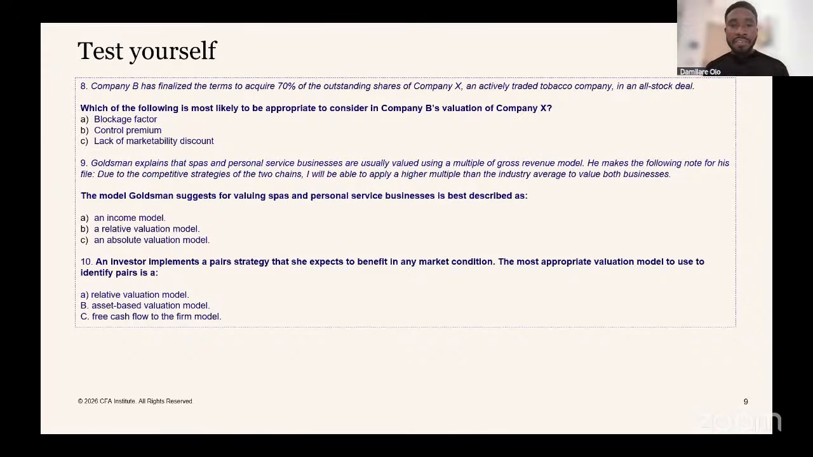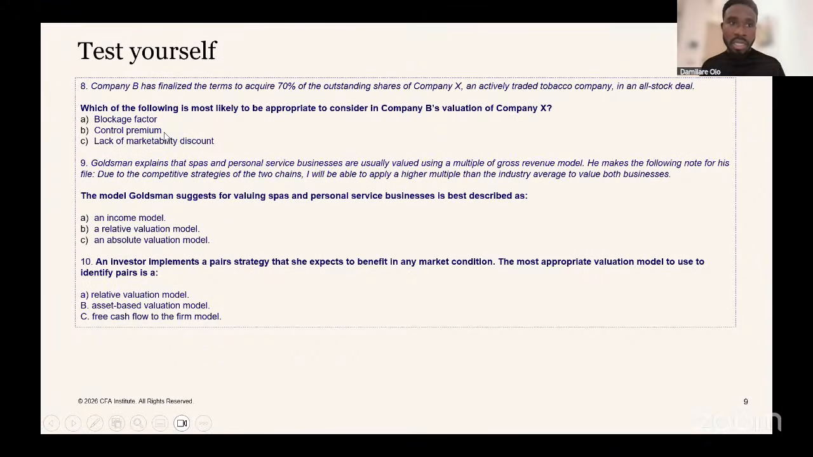Company B wants to buy 70% of company X, and we need to take note of that, an actively traded tobacco company. Which of the following is most likely to be appropriate to consider in company B's valuation of company X? Is it blockage factor? Is it control premium? Is it lack of marketability discount? What is the answer to question 8? Okay, I see 8B. Seems everybody agrees on 8B, which is control premium.